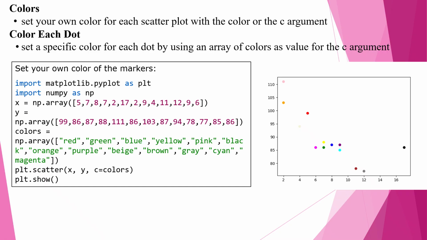First, the x and y values are defined to represent the data points. Then, a separate array called colors is created where each element specifies the color for the corresponding point in the plot. The plt.scatter function is used with the parameter c set to this color array, which applies individual colors to each marker. This makes the plot more visually informative and helps in distinguishing between different data points easily. Finally, plt.show is used to display the scatter plot.